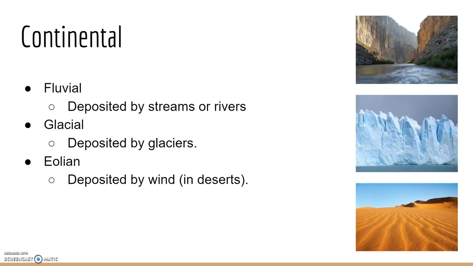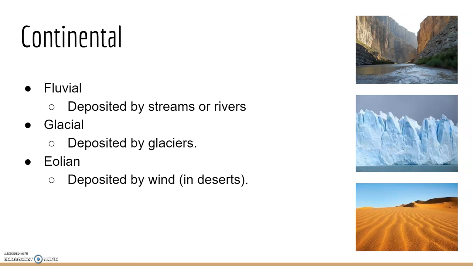For continental, there are three main types that I chose for this presentation. There's fluvial, where the sediment is deposited by streams or rivers. Then there's glacial, where of course the sediment is deposited by glaciers. There's oftentimes where sediment is inside the glaciers, so when they melt or break off, they are released and are compacted together. Aeolian, where it is deposited by wind, and this happens in deserts.